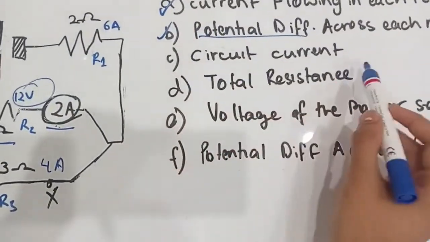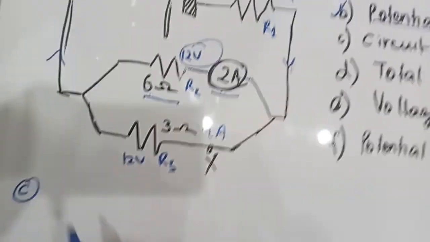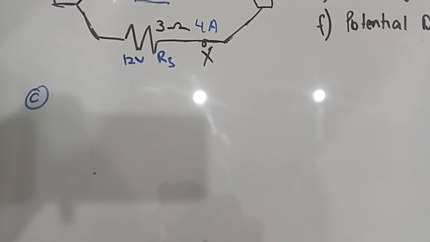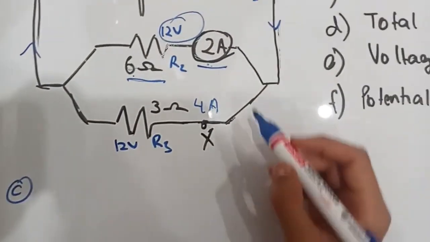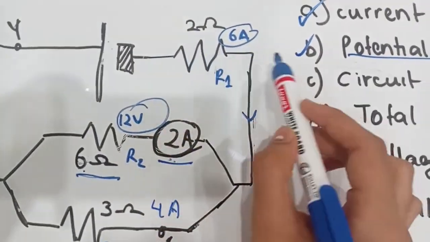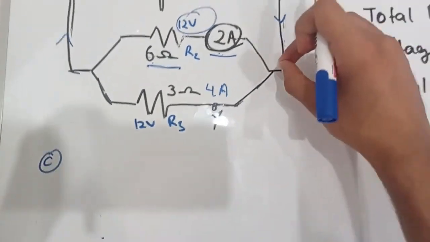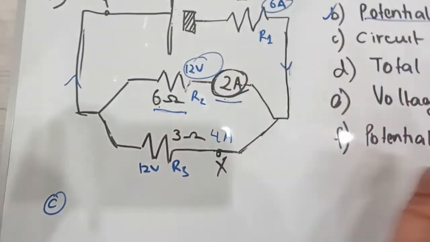Okay, next question, the circuit current. When we talk about the circuit current, we're talking about the current that flows through the main wire. So in this case, the circuit current would be 6 amps. Why would it be 6 amps? Because look, here we figured out that there's 6 amps flowing through the resistor in series, and there's 2 amps and 4 amps flowing through each wire when it splits.